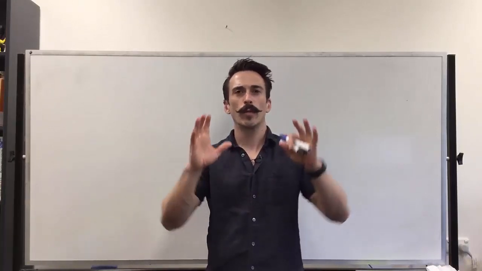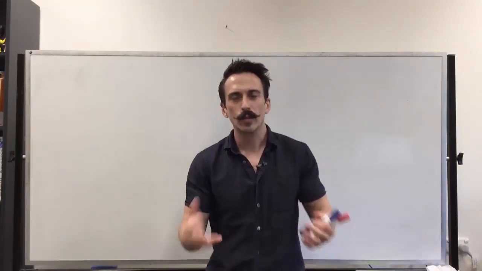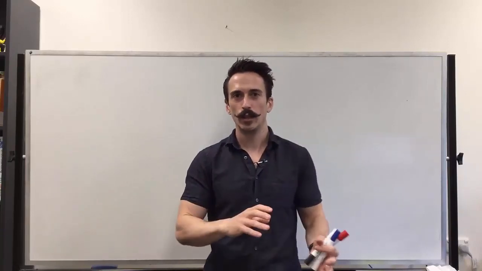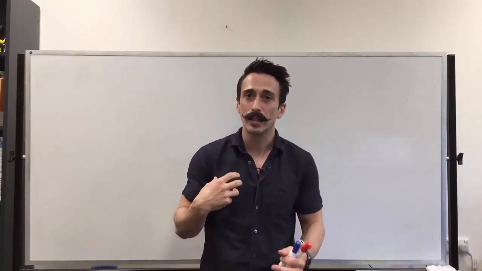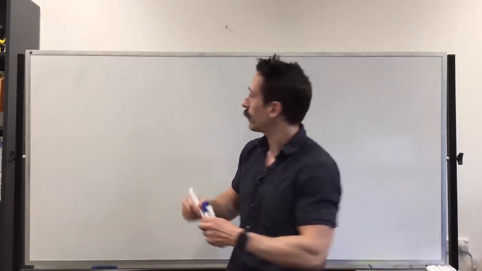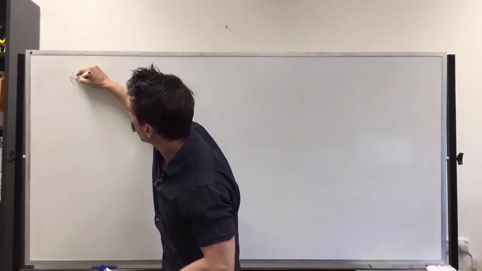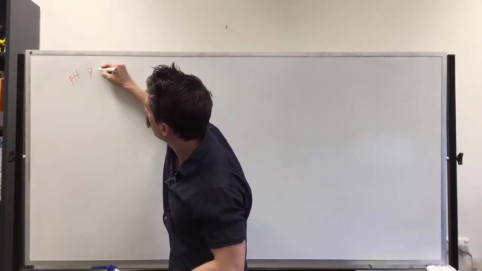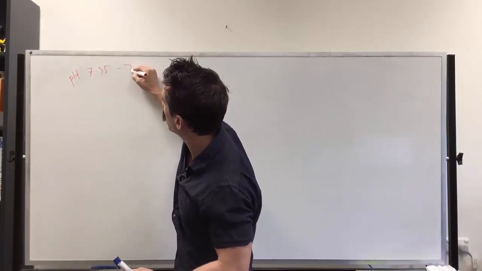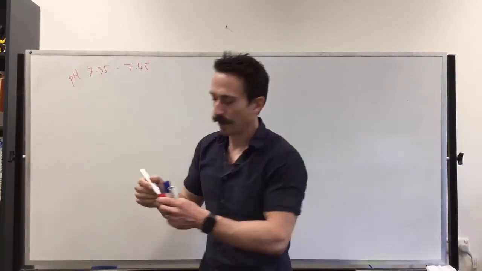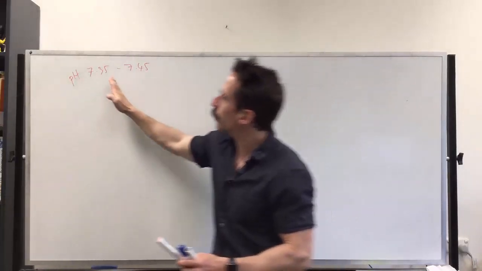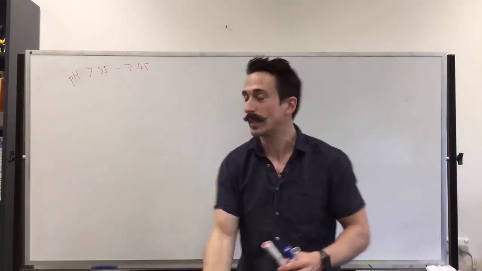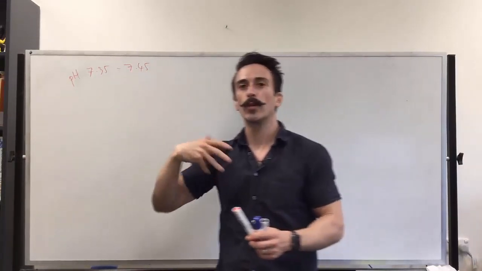In this video I want to talk about buffers within the body. Buffers resist drastic changes in pH. We know that our blood has a pH of between 7.35 and 7.45. That's worth putting up. pH of 7.35 to 7.45. And if the blood pH goes below 7.35, it's becoming too acidic. If it goes above, it's becoming too alkaline.